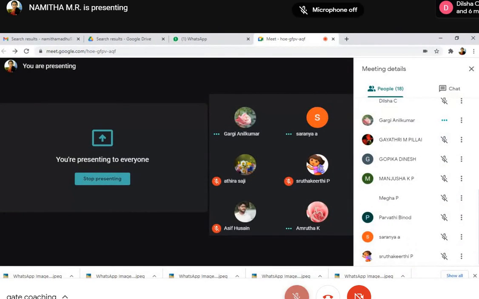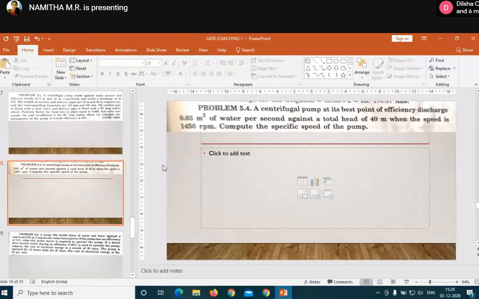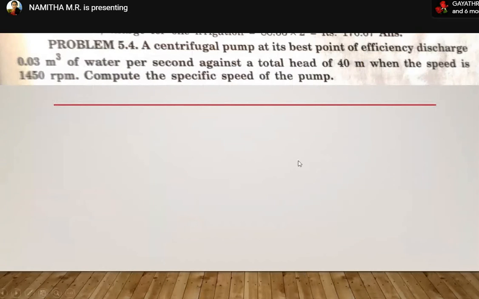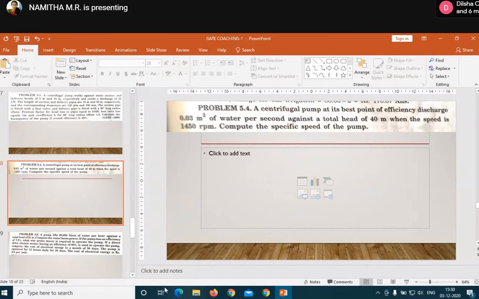Okay, fine. Now the second problem. Hope you can see this. A centrifugal pump at its best point of efficiency discharges 0.03 meter cube of water per second against a total head of 40 meter when the speed is 1450 rpm. Compute the specific speed. This is a very simple and direct question, but you have to see the units first. Here you have to calculate the specific speed. I have already shown you the equation for specific speed, so we'll see the answer.